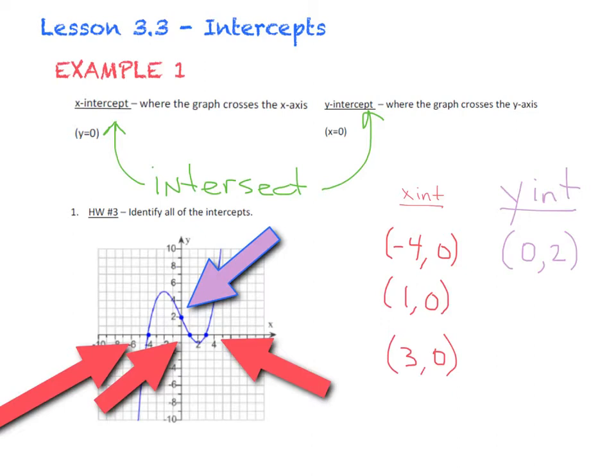Now that you've watched this example and written it down, you should be able to do practice problems 1 through 4 in your homework. So pause this video, go do the first 4 examples, and then come back for help with problems 5 through 18.